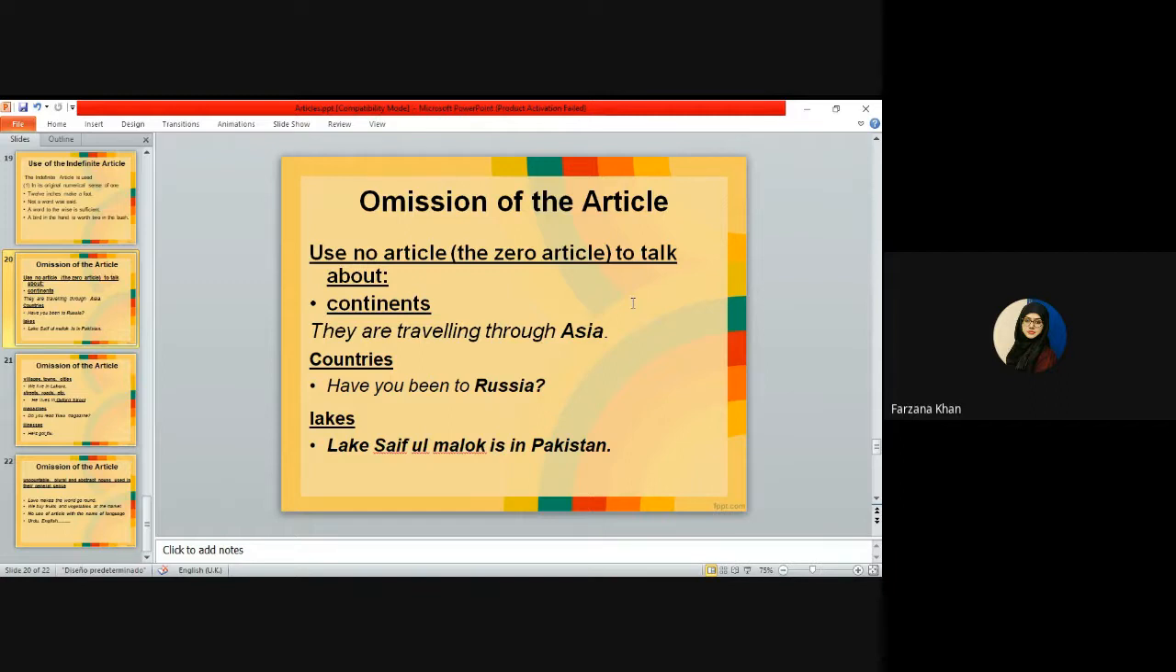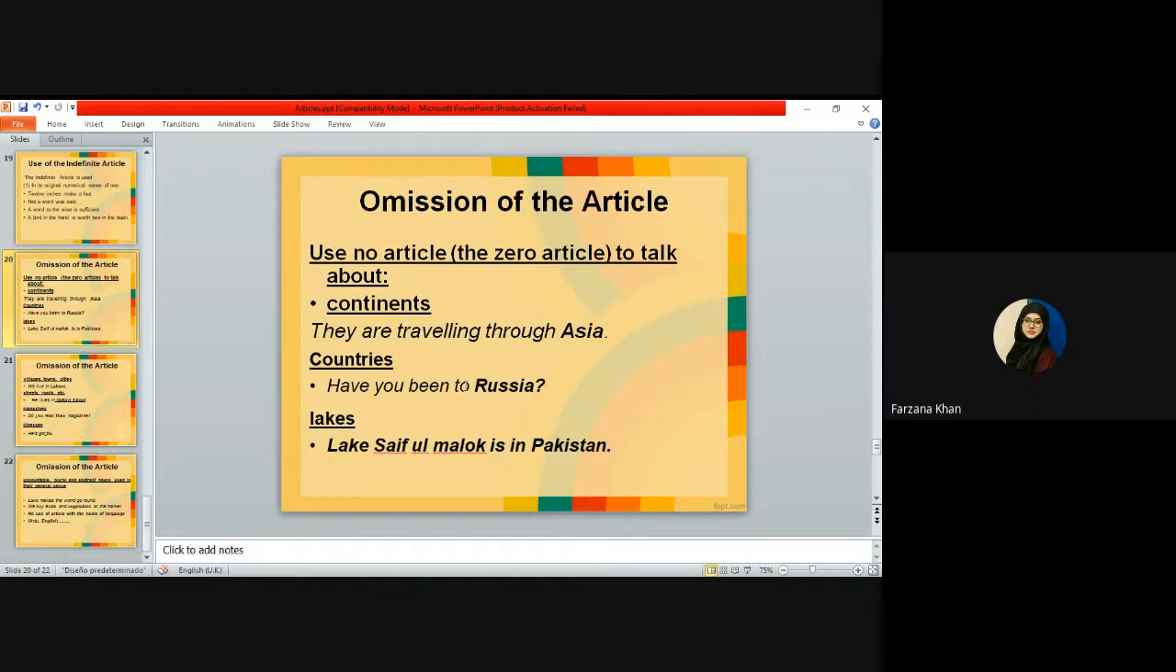It cannot be an Asia, it cannot be the Asia. It will be only Asia. So they are traveling through Asia. It means zero article or omission of article.